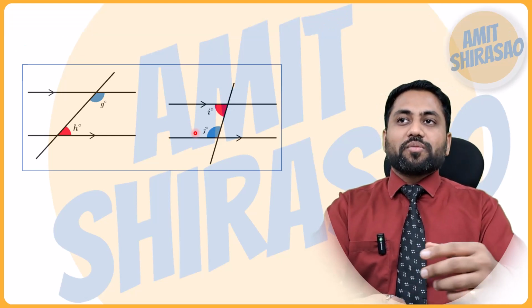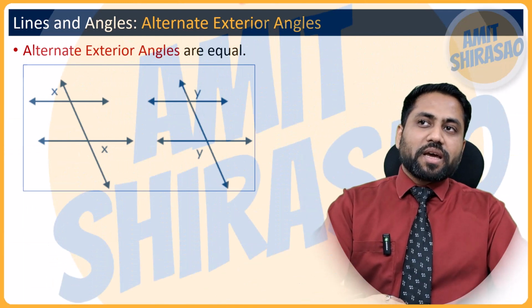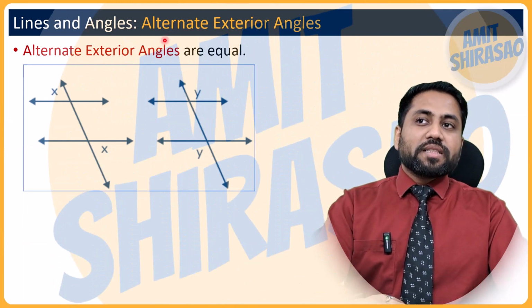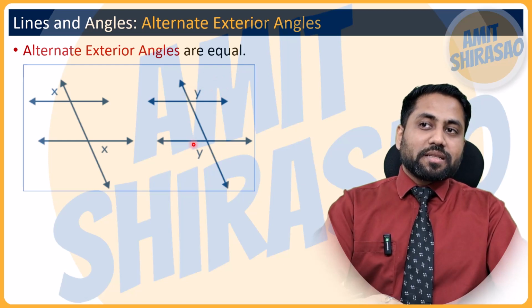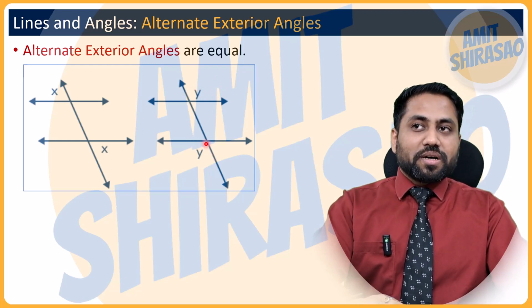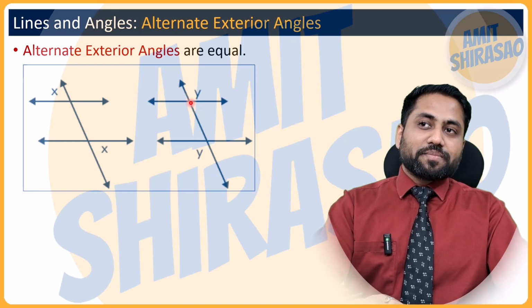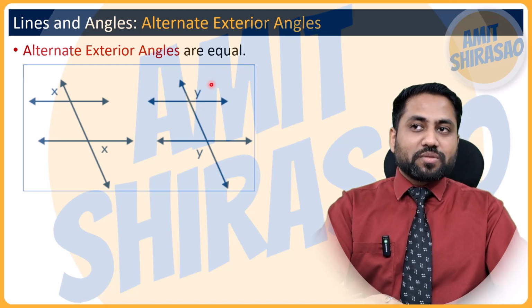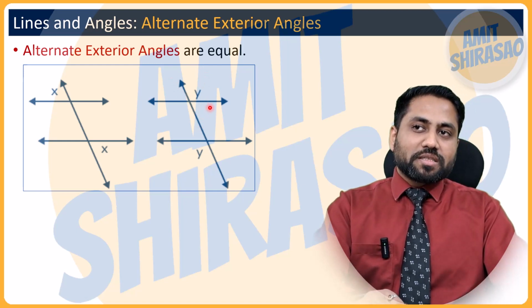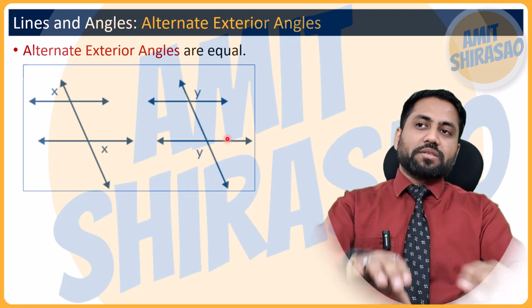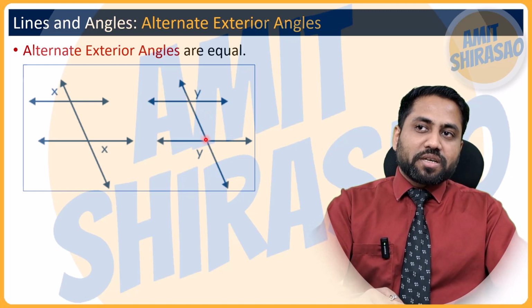Okay, now one slide I had jumped, and this is that slide. Alternate exterior angles are also equal. So this one is an external angle, this one is an external angle, right? They are alternate, right? So that is why they are equal. Why? Because imagine that I'm bringing this line closer to this line and they merge with each other. Then this y will come here, right?